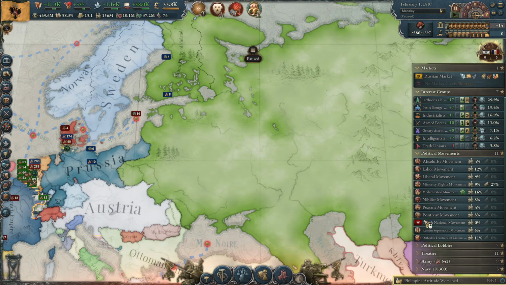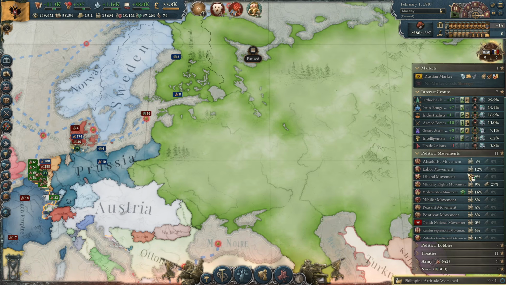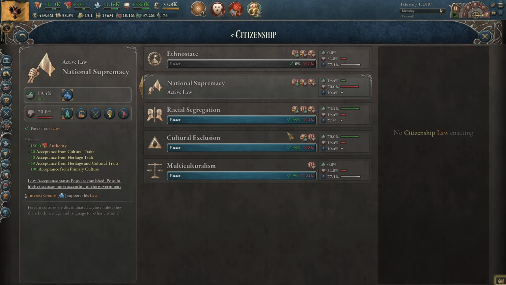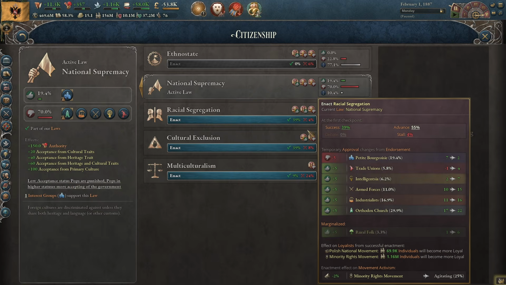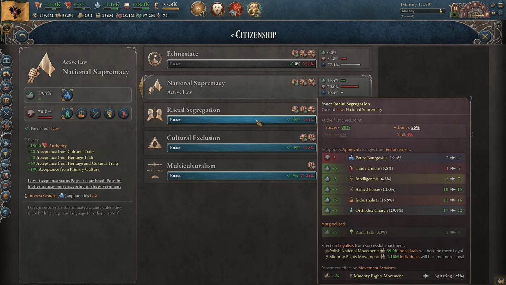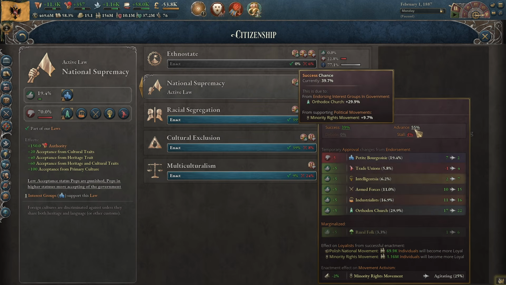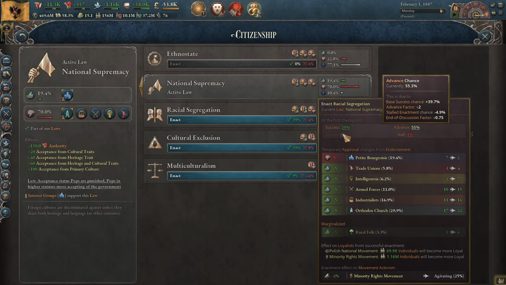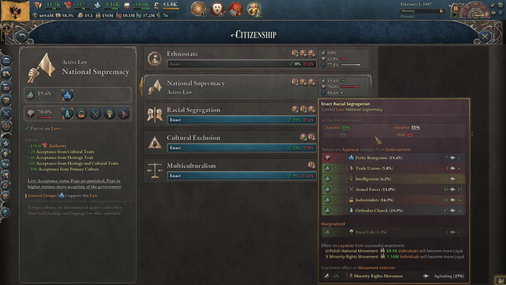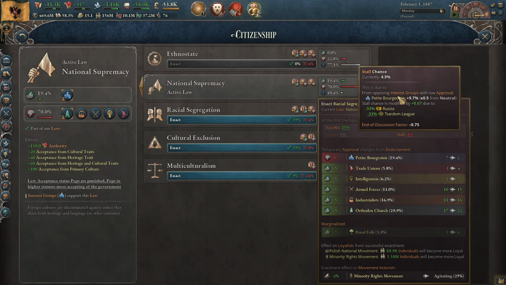And I think the biggest thing for movements here, if we go to minority rights as an example, is their effects on success and stall chance. So if I wanted to pass racial segregation right now, I've already got a 30% chance without the movement, but with the movement, we're looking at closer to 39%, which makes it even easier to pass, since an increase in success chance also gives an increase in advance chance, and reduces the chance of debates, which can sometimes fail for you. A very high success chance can even smother stall chance to some extent.